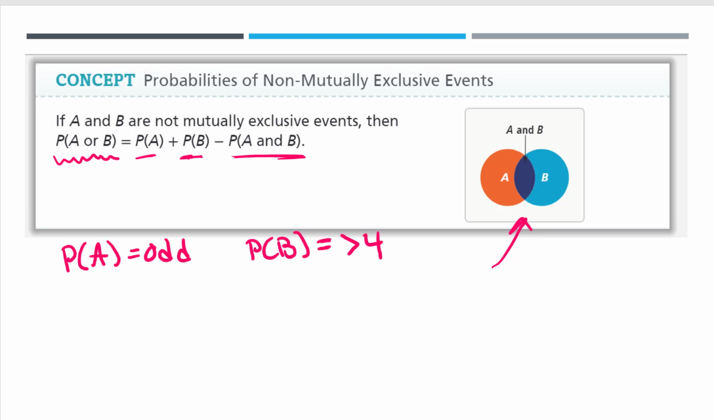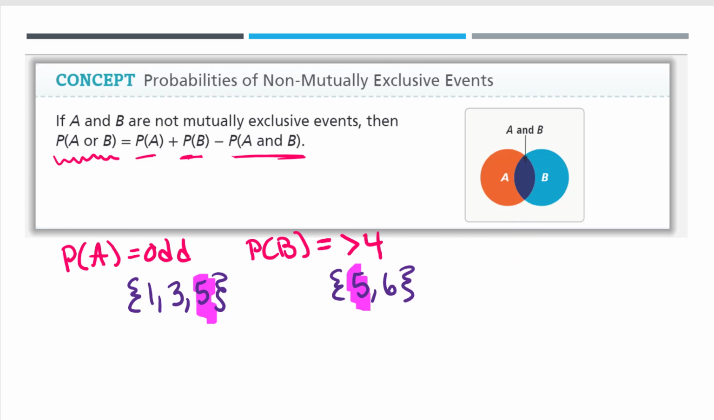So let's say these are our 2 events. Probability of A is an odd when we roll a die, and the probability of B is a number greater than 4. So let's actually write out what those possible outcomes are. For odd, we have 1, 3, and 5. And for greater than 4, we have 5 and 6. Now notice that 5 lives in both events. So if I was going to put this on my Venn diagram, I would have 1, 3, and 5, and then I would have 5 and 6.